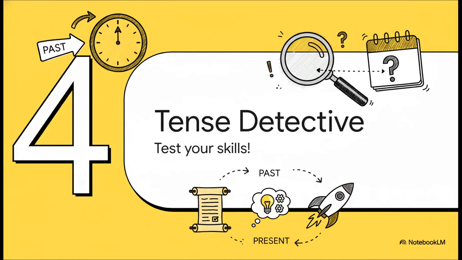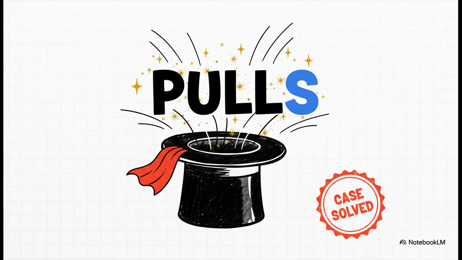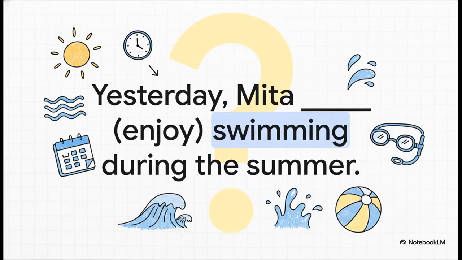Okay, you've learned all about the past, the present, and the future. So now it's your turn to put on your detective hat. It's time to test your skills. Let's see if you can crack these cases. All right, detective, here's your first case. The magician, and the verb is pull, out a silk scarf from the hat. What do you think? Which tense is it? How should that verb change? And the answer is pulls. Why? Because it's happening right now in the story. And the magician is like a he, so the verb gets that S. Awesome. Case closed. Ready for the next one?